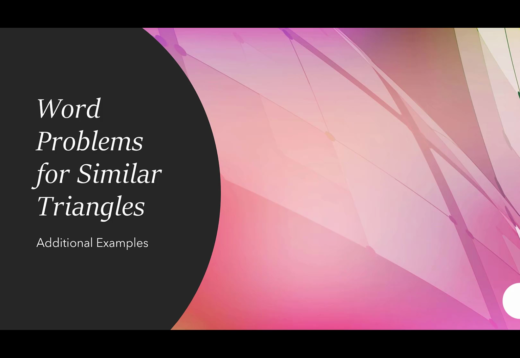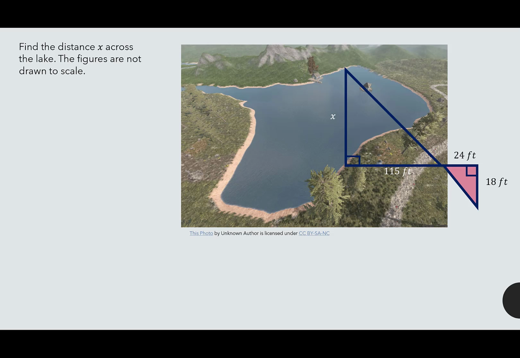Hi everybody, this video will cover a few word problems for similar triangles, and it's really just meant as an additional example to my similar polygon video. So we'll start here. Let's find the distance x across the lake. The figure is not to scale because I made it myself.